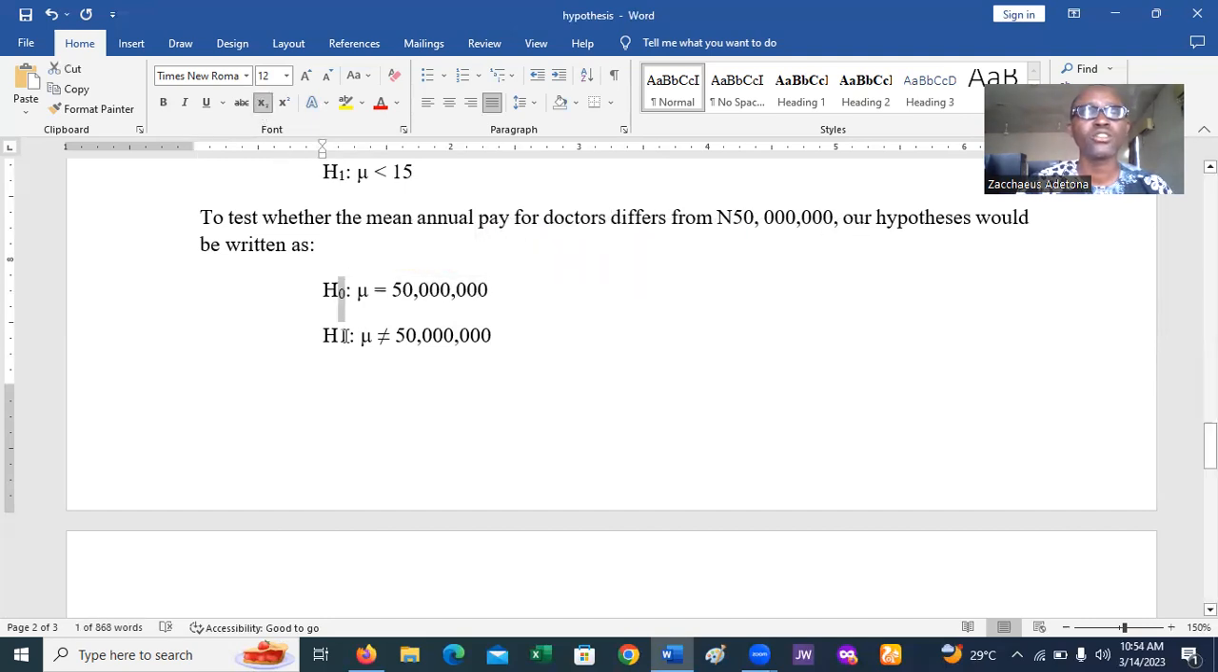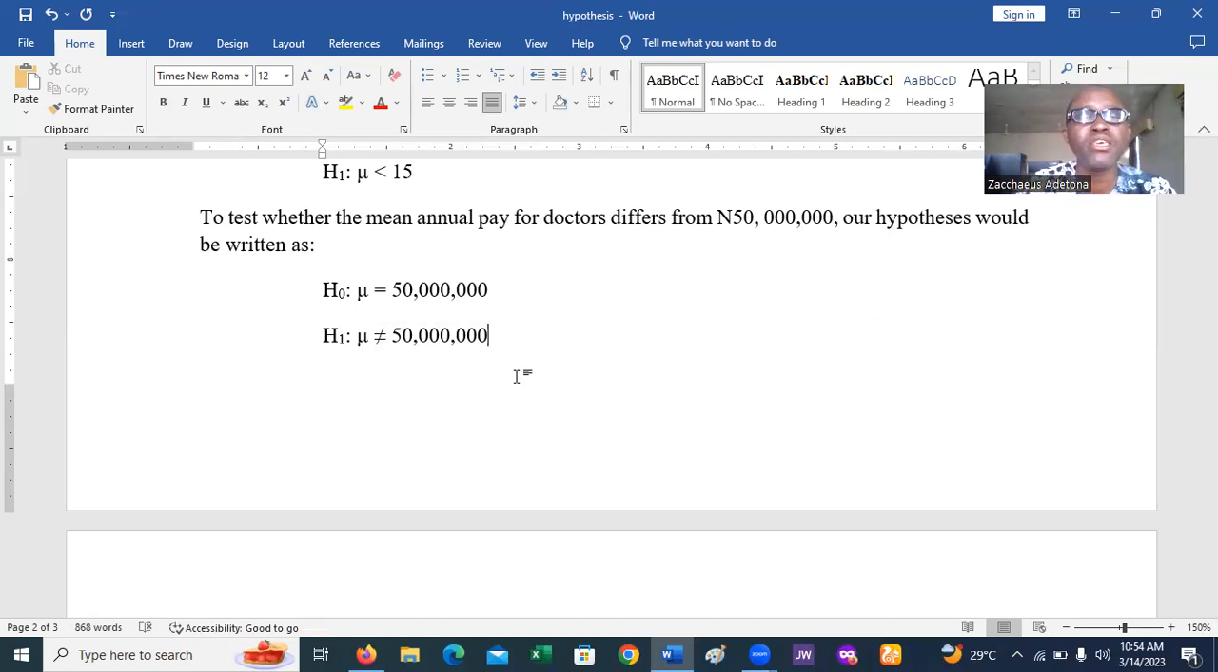H naught. H naught says mu equals 50 million. That is the mean annual pay for doctors. Mu equals 50 million. Now, H1: mu not equals 50 million. Mu not equals 50 million. This is very interesting.